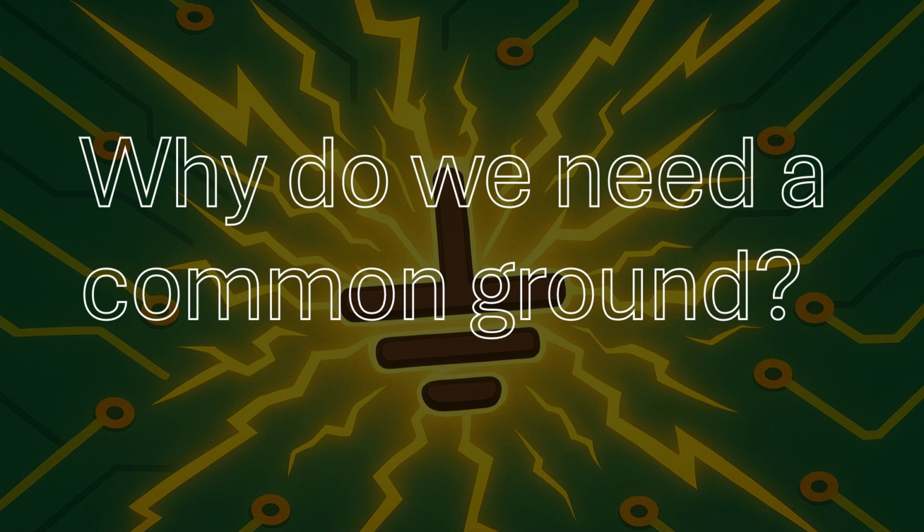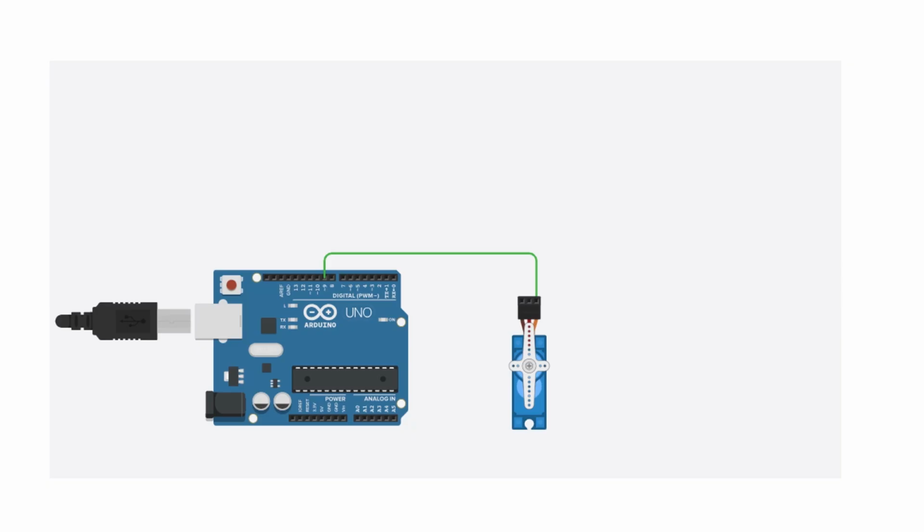Today, we are talking about the need for a common ground in circuitry. Let's dive in. Imagine the situation where I have an Arduino and I want to power and control a servo. Now, I know that I need to control that servo with that green wire that is connected to the PWM pin 9 of the Arduino into the signal pin of the servo.